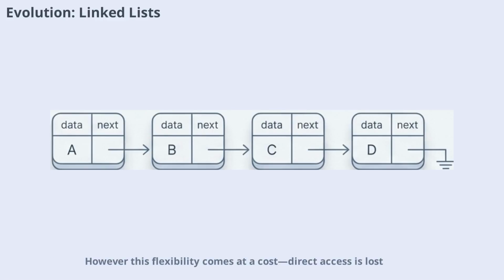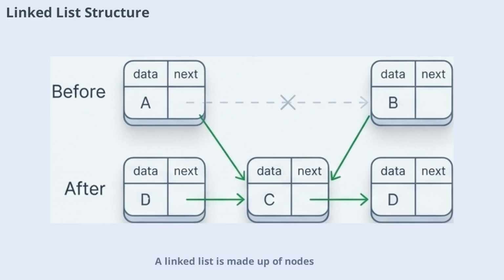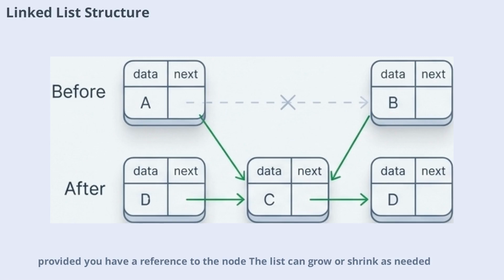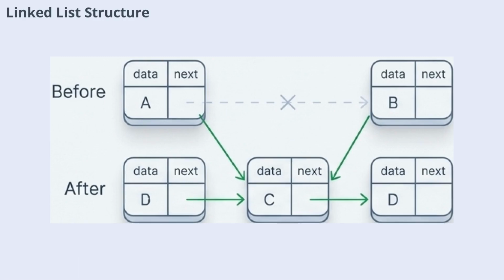However, this flexibility comes at a cost. Direct access is lost, and finding a specific element requires traversing the list from the beginning. A linked list is made up of nodes, each containing data and a pointer to the next node. This structure allows for O(1) insertion and deletion, provided you have a reference to the node. The list can grow or shrink as needed, making it highly adaptable.